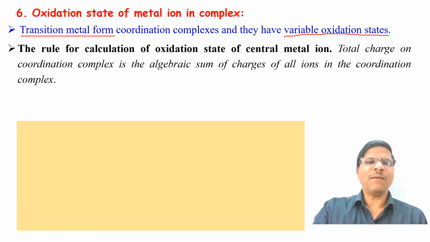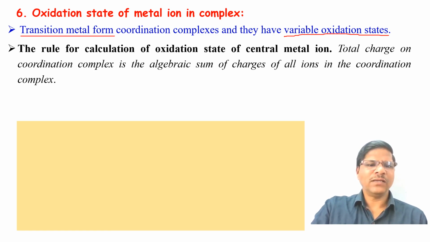So we have examples such as iron, which may have a plus 2 oxidation state or a plus 3 oxidation state. Cobalt plus 2, plus 3. Manganese may be in plus 2 oxidation state, plus 3, or it may be in the plus 7 oxidation state. So transition metal ions have variable oxidation states, and as the oxidation state is variable, we should know in what oxidation state the metal is present in the complex, and hence it is necessary to calculate the oxidation state of the central metal ion. So how can you calculate?